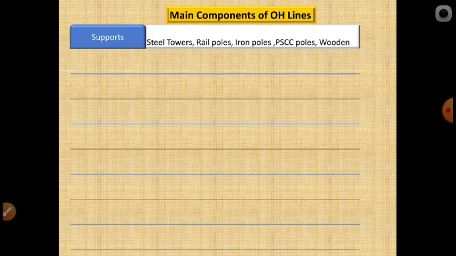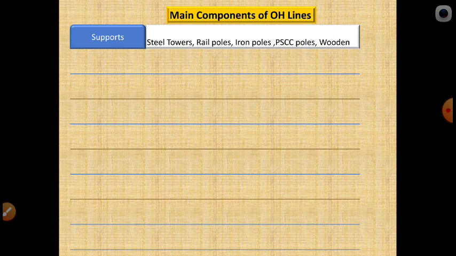Already you have seen the steel towers, the EHT towers, UHV towers, and the rail poles, iron poles, PSC poles, that is nothing but cement poles. And in olden days we used wooden poles also, but nowadays wood is very costly and rare, so we are avoiding wooden poles. So these are the supports.